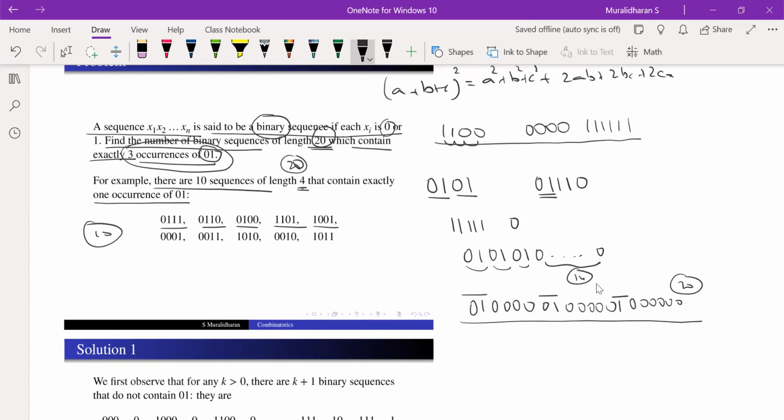So we want to do something else. Okay. Suppose length 4, can you write down all the sequences that have no 0, 1s? Can you find all the sequences that have no 0, 1s? They should not contain 0, 1 at all.